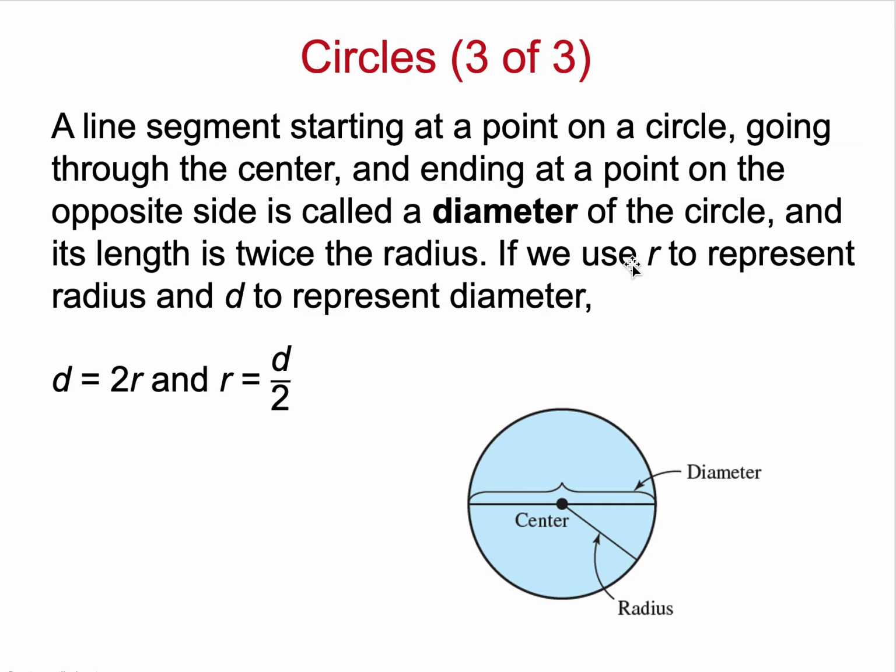The radius of the circle is an interesting calculation because it depends upon the diameter as well. So I can take the diameter and divide it by 2 to find the radius, or I can take the radius and double it and find the diameter.